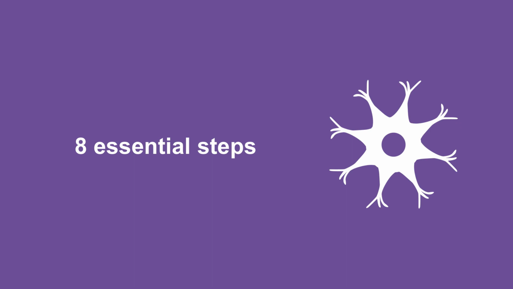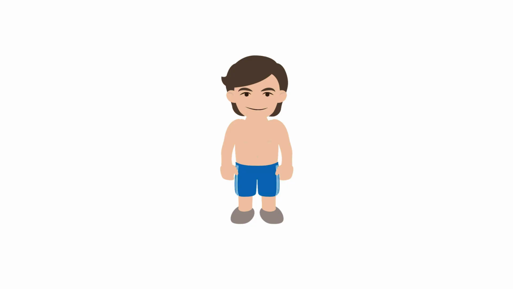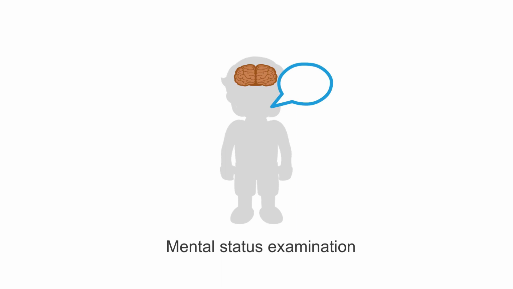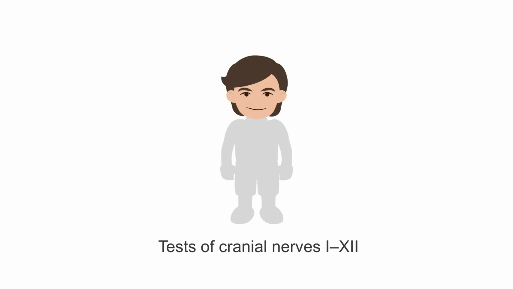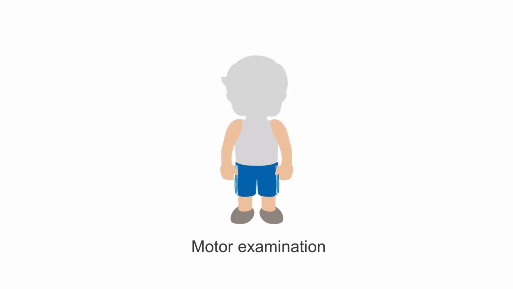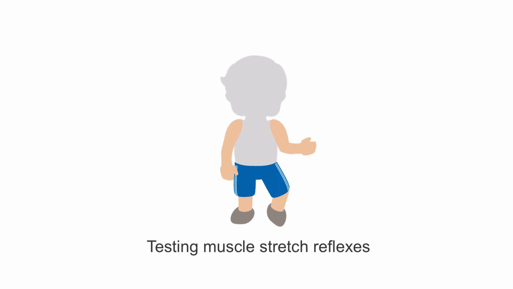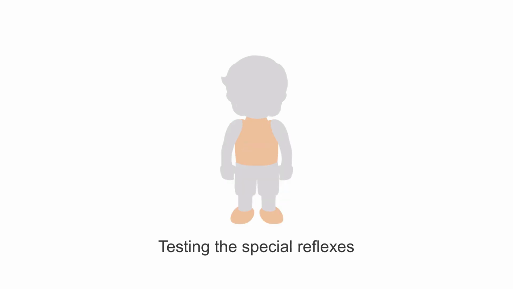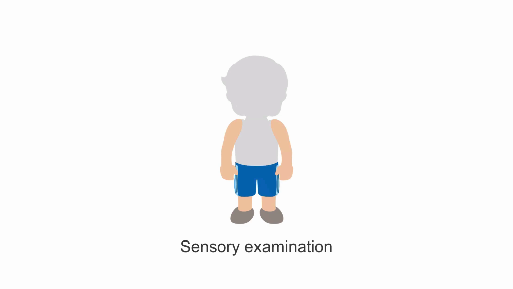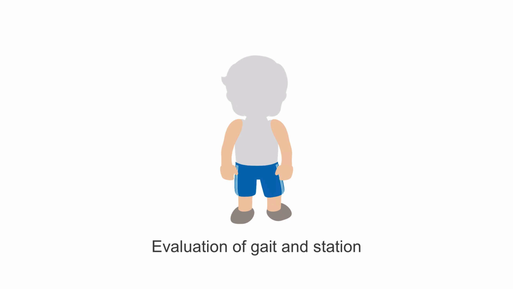There are 8 steps to the neurological examination. It is easy to remember if you apply the steps from head to toe, or in simple terms, from top to bottom. These include the mental status examination, tests of the cranial nerves 1 through 12, the motor examination, testing the muscle stretch reflexes, testing the special reflexes when applicable, testing the sensory examination, the cerebellar examination, and finally, the evaluation of gait and station, including stressed gait maneuvers.